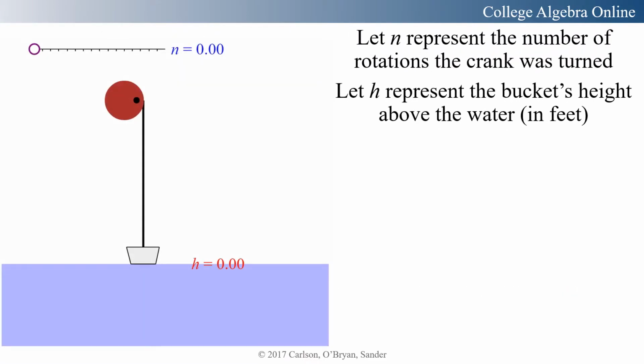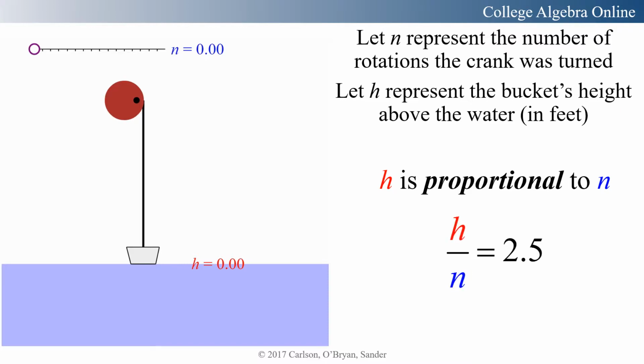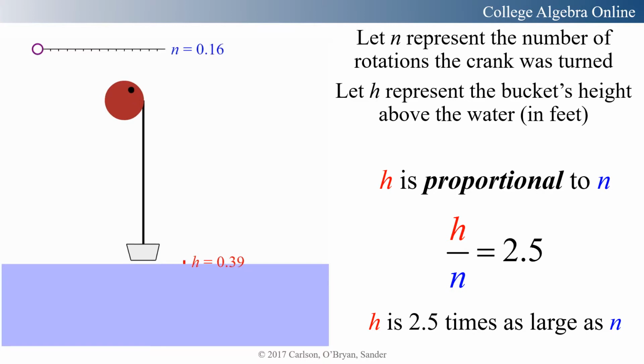Since the bucket's height above the water in feet is proportional to the number of rotations the crank was turned, the ratio of the bucket's height above the water in feet to the number of rotations of the crank will always be 2.5. And hence the bucket's height above the water in feet will always be 2.5 times as large as the number of rotations of the crank. This is constantly true as the number of rotations of the crank and the bucket's height above the water vary together.